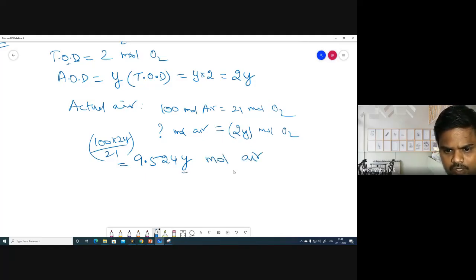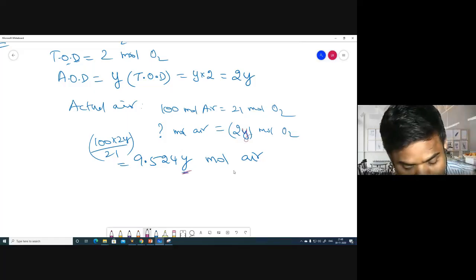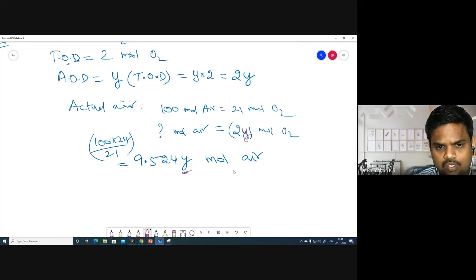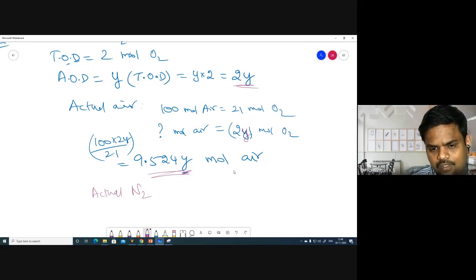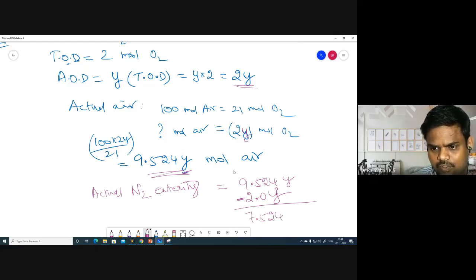Remember, we are getting it as a function of y only because we don't know what y is. So our aim is to determine the y value. Now we know actual oxygen is 2y and actual air is 9.524y. Then what is the actual nitrogen entering? Total air, 9.524y, minus 2y, that is 7.524y moles of nitrogen entering the system.